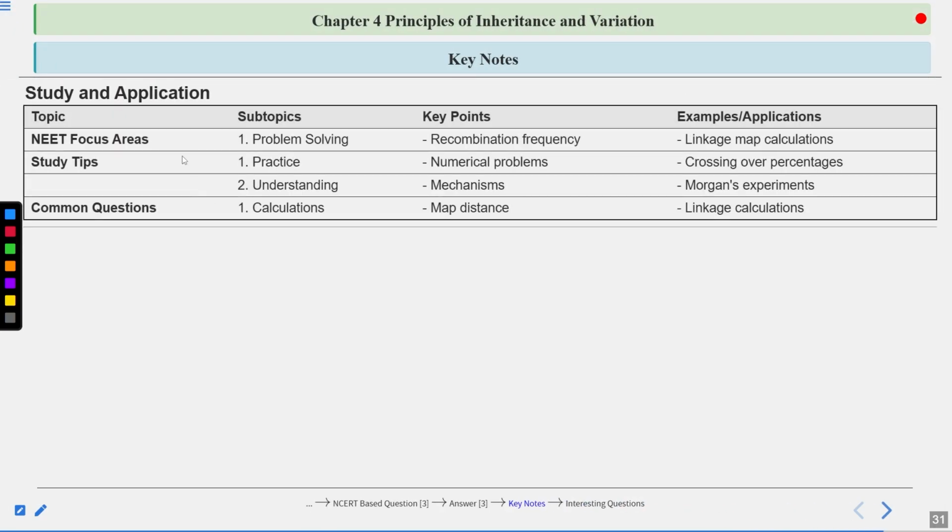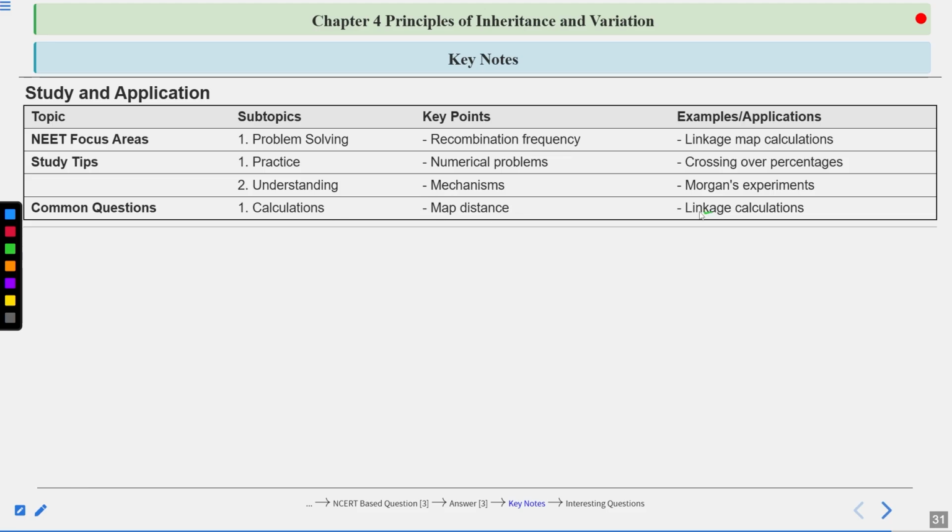Okay, so now what is the NEET focus area here? The questions can come from recombination frequency, as we have discussed here. Questions can come from linkage map calculation. You should practice the numerical problems related to recombination frequency and crossing over percentages. You should understand the mechanisms behind Morgan's experiment, and you should know how to calculate the map distance.